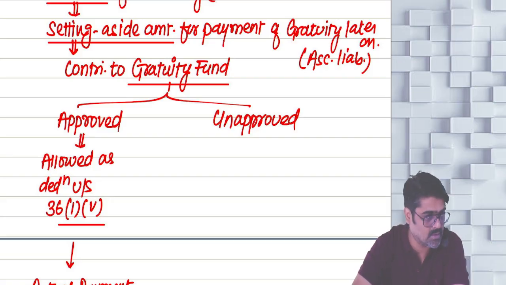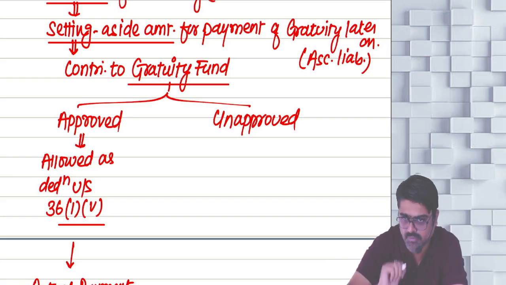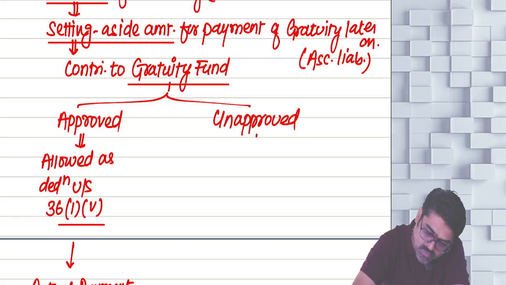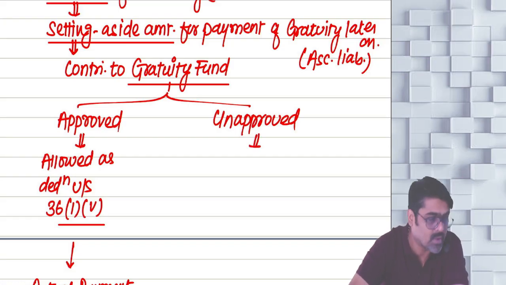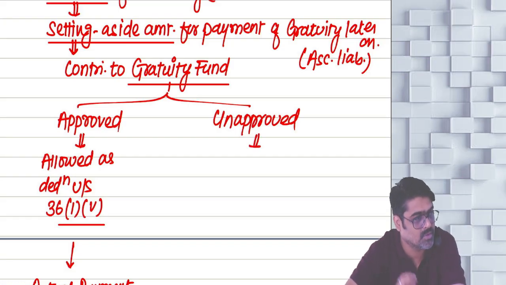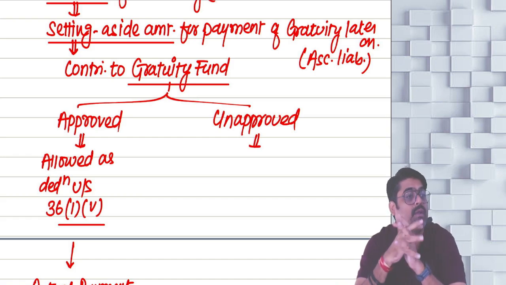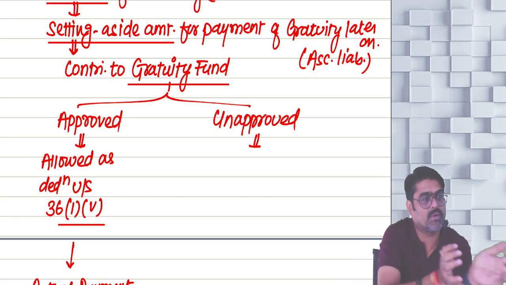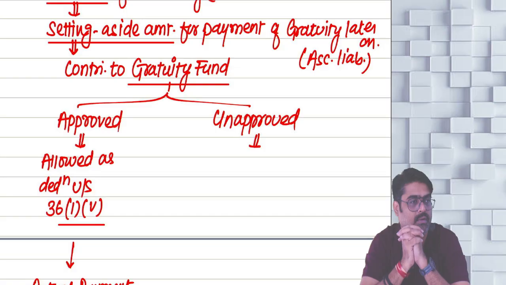Is it approved by the government? No. Why? Because it was not required to be made only. Still you have created a gratuity fund. Now in that gratuity fund, today you are going to make the contribution. So you are making the contribution now in which fund? Approved gratuity fund or unapproved gratuity fund?